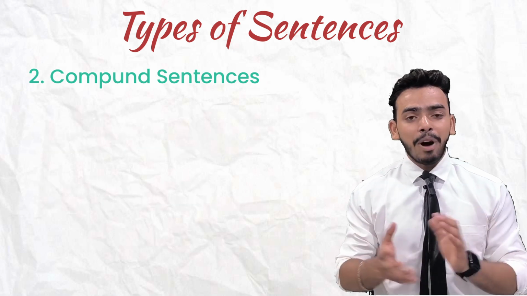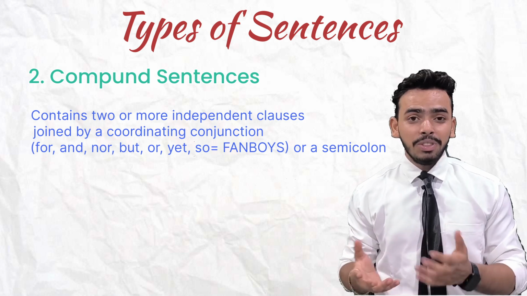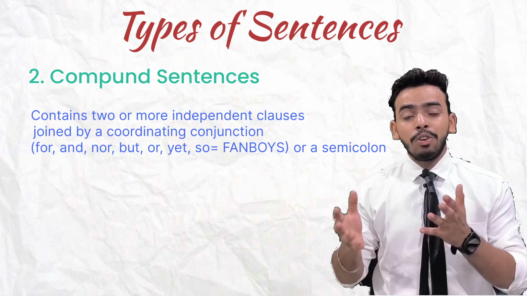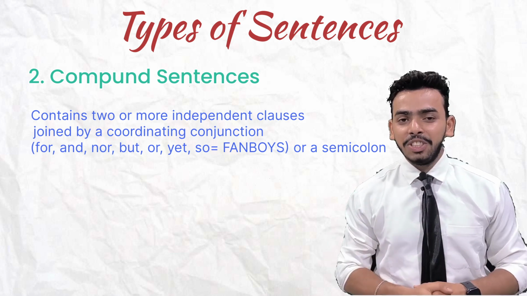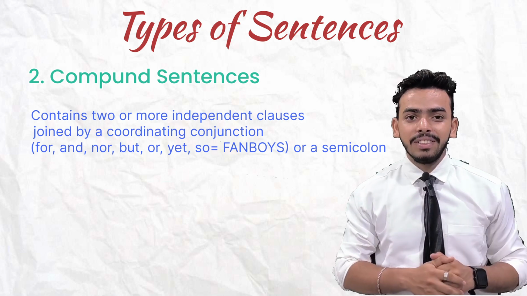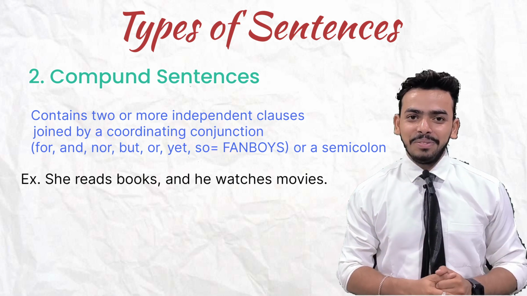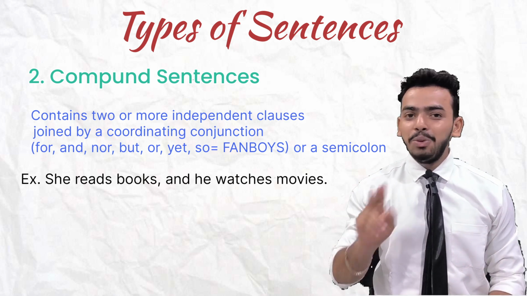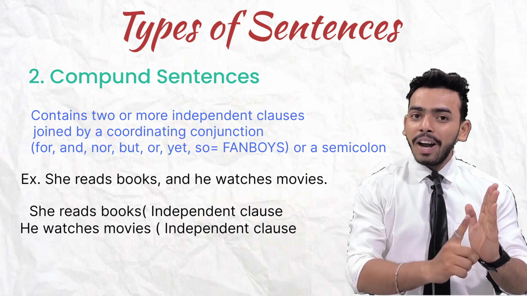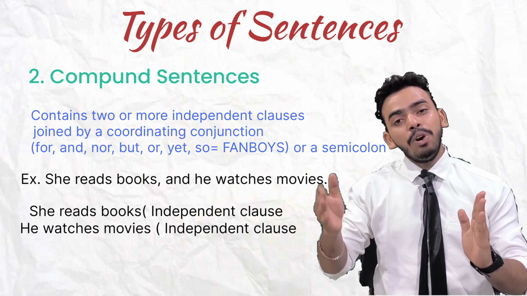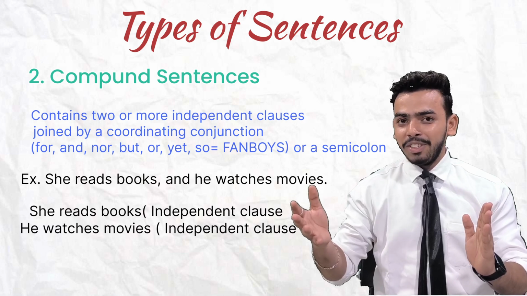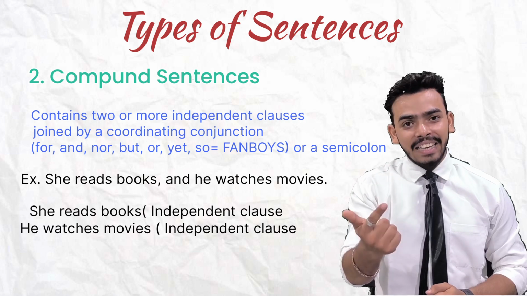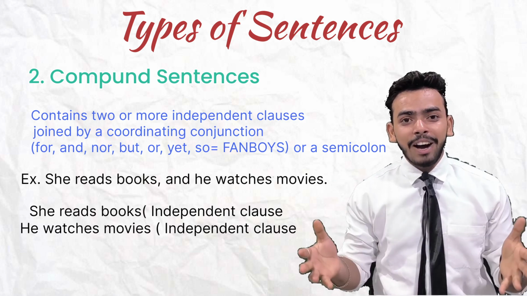Let's understand the compound sentence. Compound sentences are those sentences which have two independent clauses, and those two independent clauses are joined with coordinating conjunctions like FANBOYS. Let's understand it with an example. She reads books and he watches movies. Now if you see, there are two sentences. She reads books is one independent clause and he watches movies is another independent clause. Now these two clauses are joined with a coordinating conjunction, and. That is how it becomes a compound sentence.